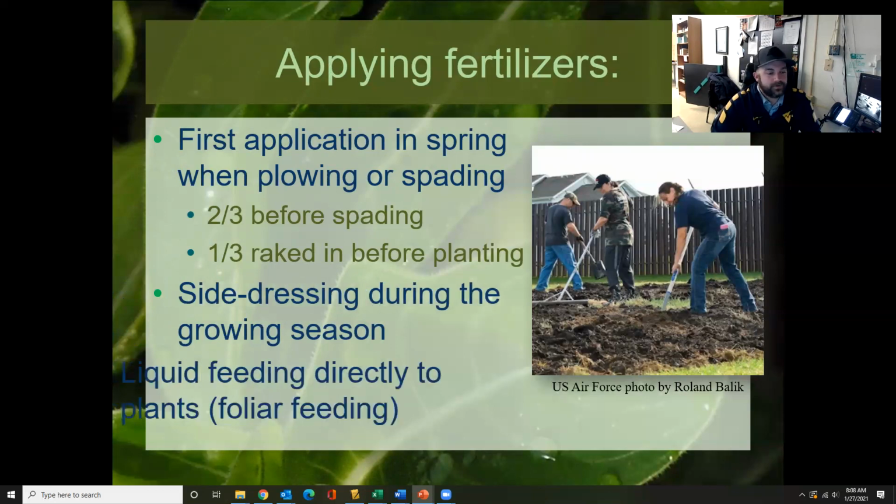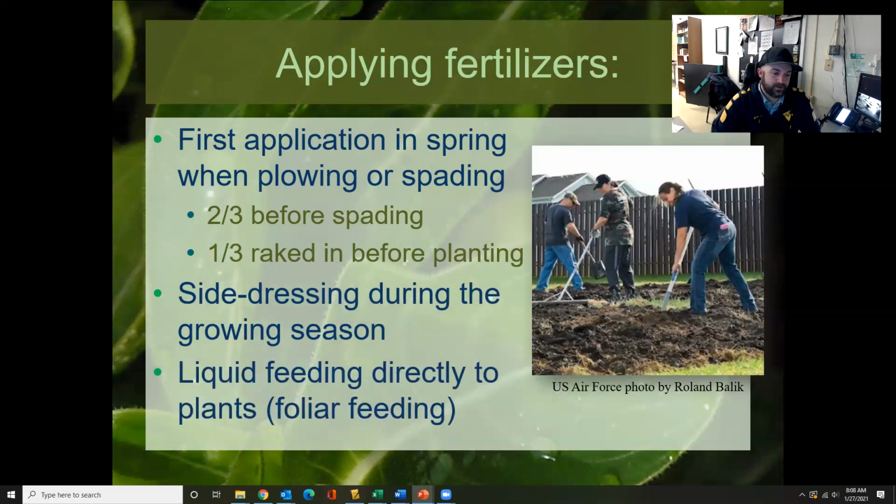Side dressing during the growing season, and then liquid feeding directly to plants. So there's a lot of different methods you could use here. Typically injections right into the root system of the plant will be most beneficial once you get that first application down.